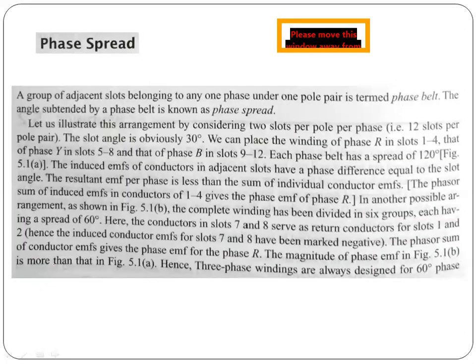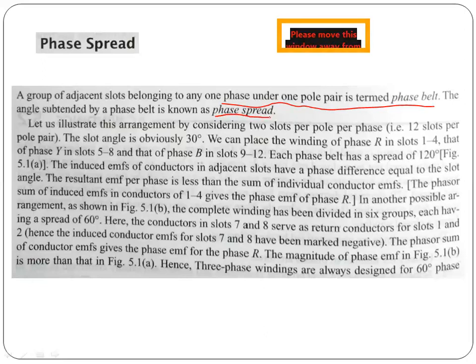Now phase spread. What do you mean by phase spread? When will we call it phase spread? That we will learn. A group of adjacent slots belonging to any one phase under one pole pair is termed as a phase belt. The angle subtended by the phase belt is known as phase spread.